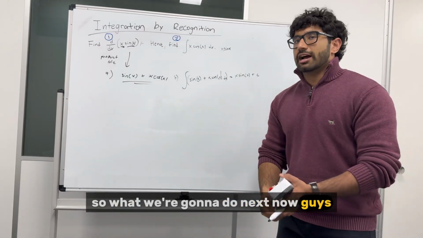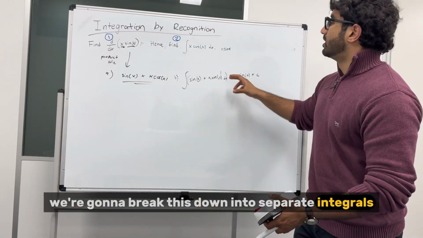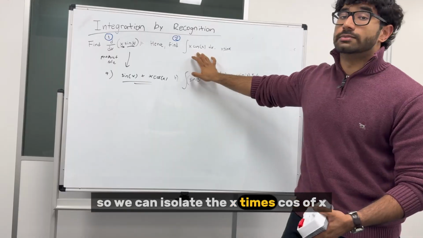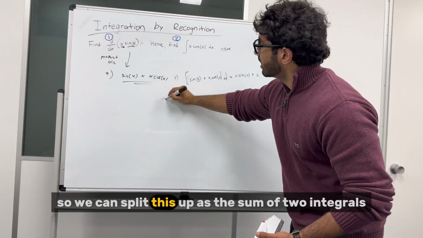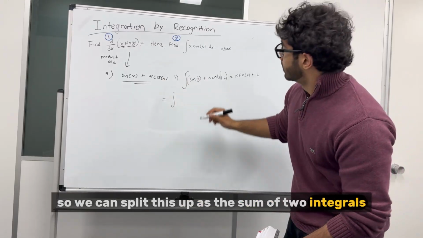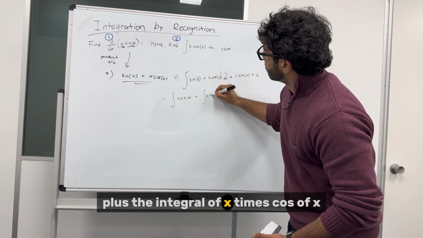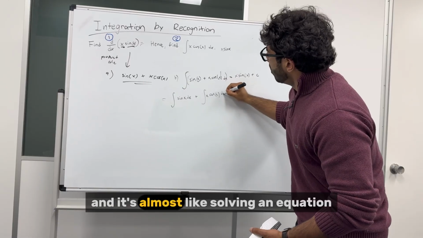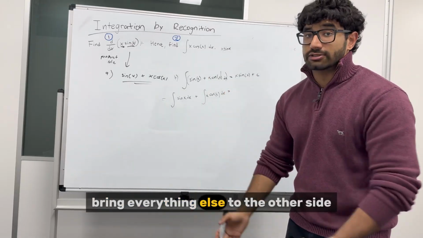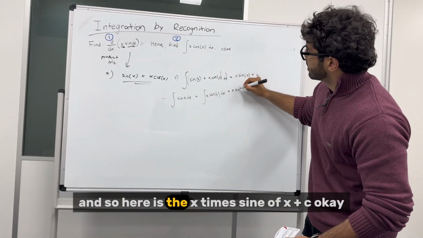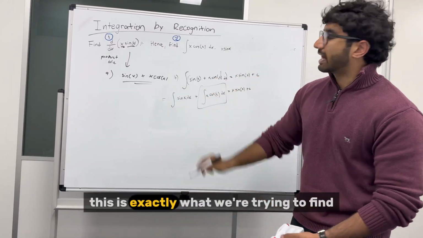So what we're going to do next now, guys, is we're going to dissect our integral. We're going to break this down into separate integrals so that we can isolate the x times cos of x, guys. So in this case, you have sine of x plus x times cos of x. So we can split this up as the sum of two integrals. That is the integral of sine of x plus the integral of x times cos of x. And it's almost like solving an equation where you just want to isolate the x times cos of x, bring everything else to the other side. And so here is the x times sine of x plus c. Okay? Now, at this point, this is exactly what we're trying to find.